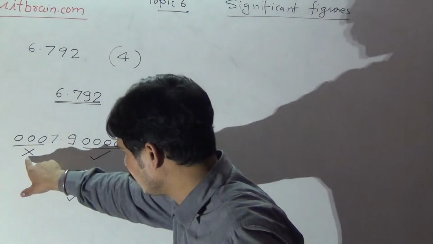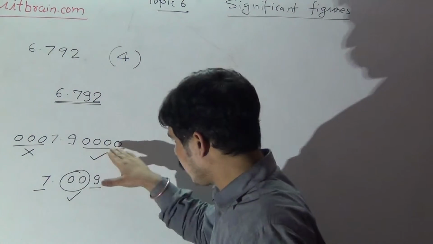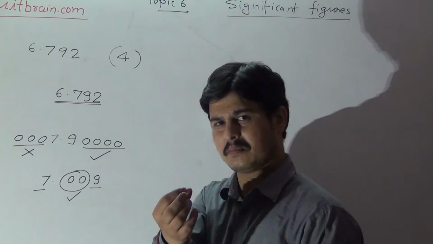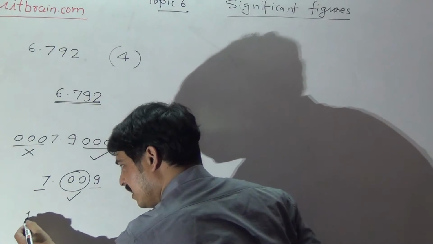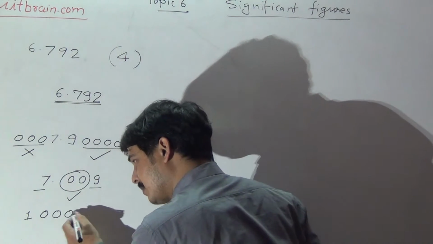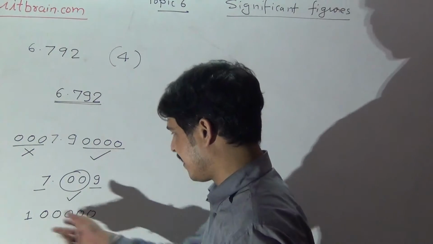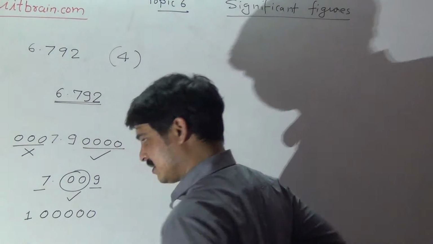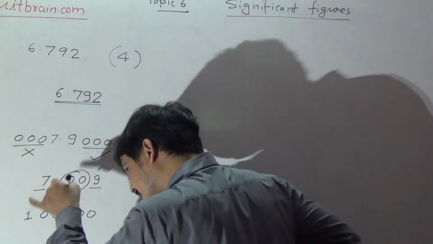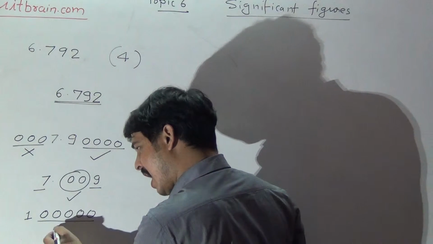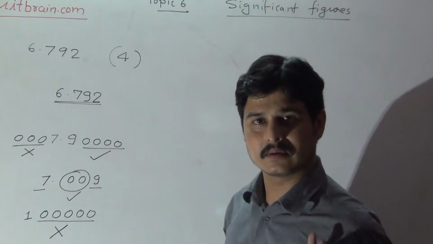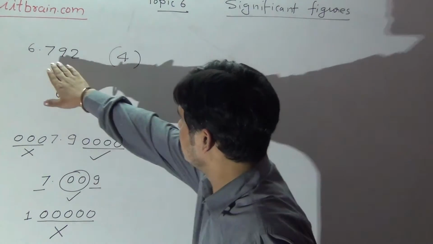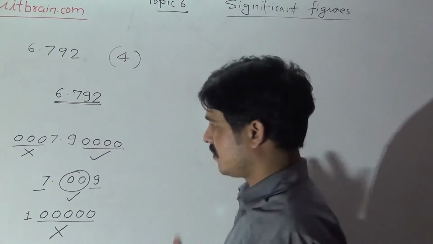So these left zeros are not significant. These zeros are significant zeros and these zeros are also significant. Pay attention to one more rule: if a number does not contain any decimal in it, such as this is 1 lakh, and there is no decimal in this number, then in these types of problems right zeros are not considered as significant numbers. So in this case right zeros are not considered as significant numbers. So this is 6.792, all the 4 numbers are significant.